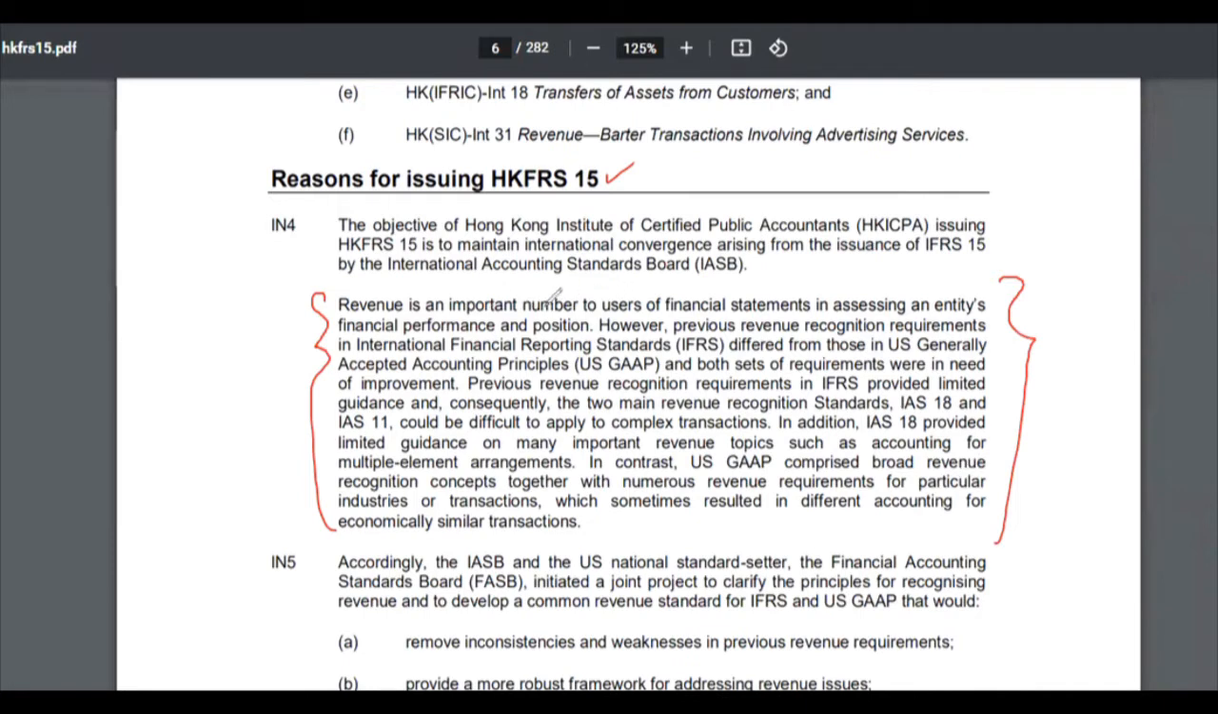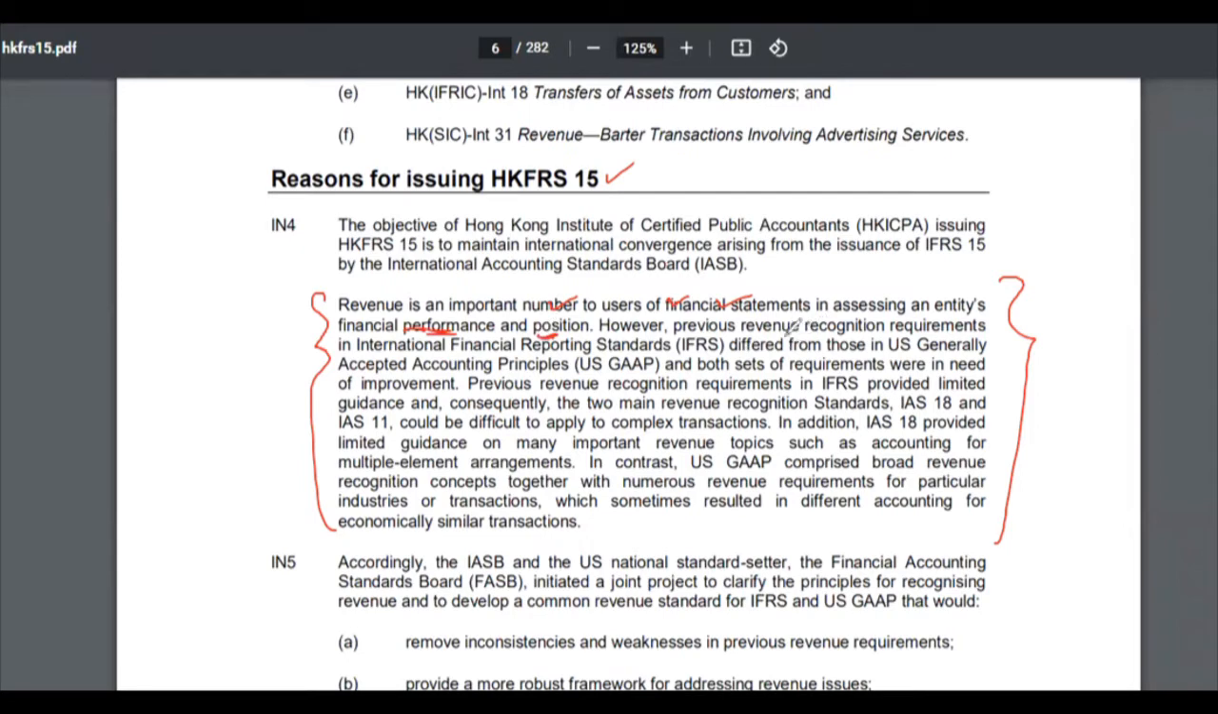So revenue is an important number to the users of financial statements, right? So when a normal investor buys the shares of a company, they usually look at the revenue numbers, right? So investors do look at this number. It's an important number in the financial statements to understand the financial performance and position of a company.